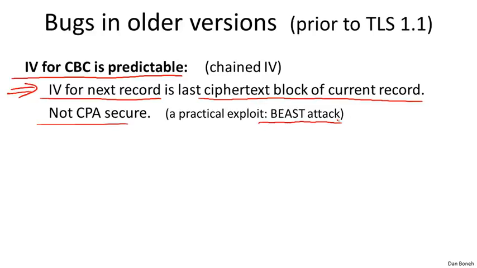So I should say that this method of choosing the IV to be the last block of the previous record is called chained IVs, and you should remember that this actually should not be used in practice because it always leads to an attack. Because of this, TLS 1.1 moved to what's called explicit IVs, where every TLS record has its own random, unpredictable IV. And that fixed the problem. As soon as browsers and servers move to TLS 1.1, this will no longer be an issue.